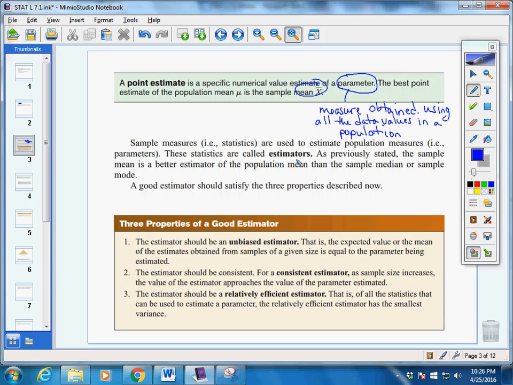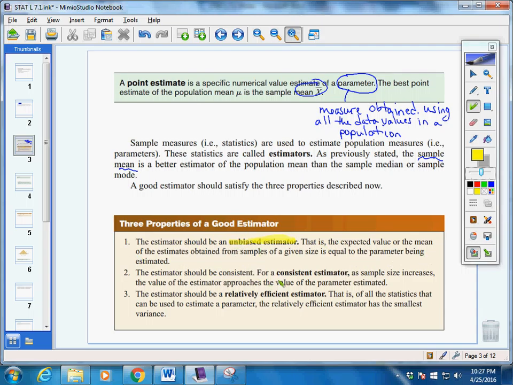These statistics are called estimators. And for an estimator, we use the sample mean. I know it's just a bunch of words right now, so stick with me. We use the sample mean because it's better than the sample median and the sample mode. To be a good estimator, you should satisfy these 3 properties. The first thing is you should be an unbiased estimator. The expected value of the mean of the estimates obtained from the samples of a given size is equal to the parameter being estimated.